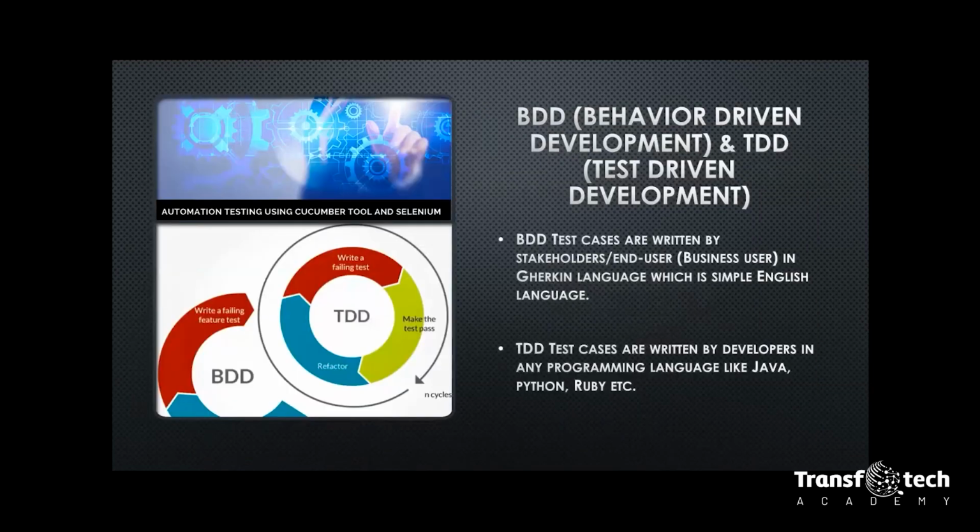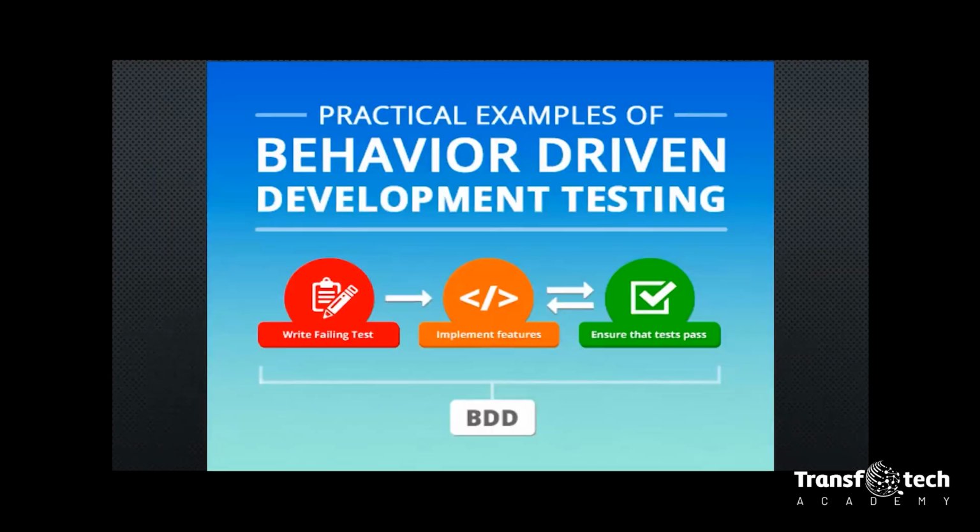Here, I'll give you just the flavor of BDD and TDD. BDD stands for behavior driven development, and TDD is test driven development. BDD test cases are written by stakeholders in Gherkin language, which is simple English language. And TDD test cases are written by developers in any programming language like Java, Python, Ruby, etc. So as an automation lead, I have used the BDD framework for this particular project.